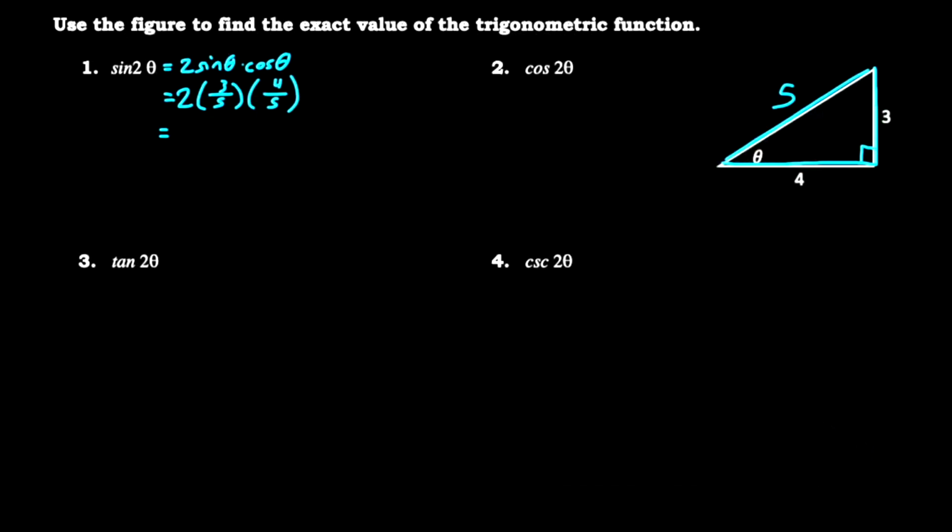And now we just have an expression that we need to simplify. So I'm going to multiply these fractions together first. So I'll leave the 2 out front, and 3 times 4 on top would be 12, and we'd have 25 on bottom. And then when I multiply that by 2, I'm really just multiplying the top by 2, so 24 over 25.